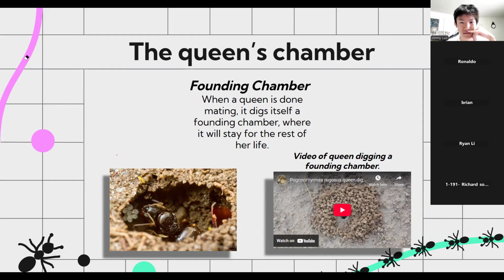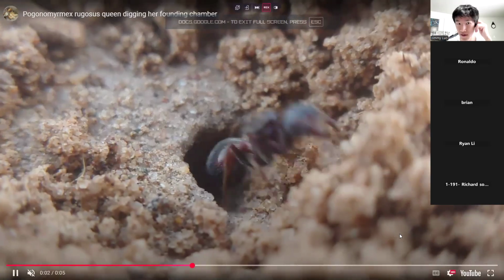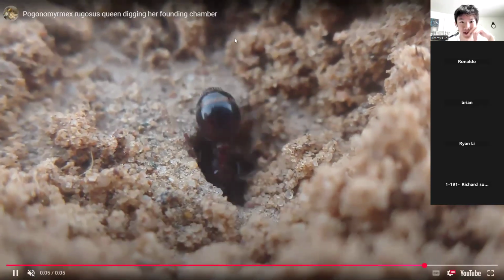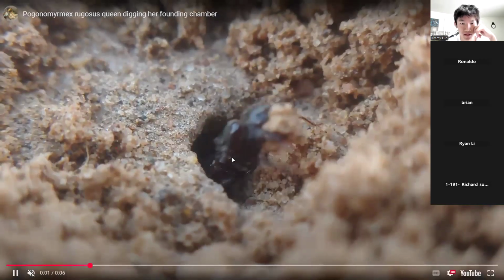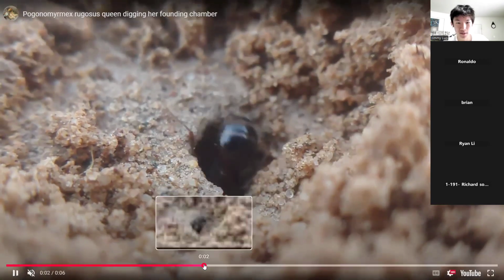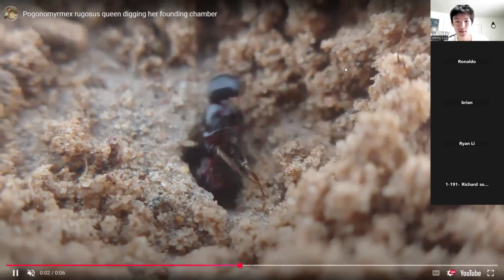Pretty cool. Okay, and here is a video of a queen ant, specifically a harvester ant, digging herself a little founding chamber. So we can see here, pretty cool, right? It's digging up the dirt. You can see here a piece of dirt. Pretty smart animals. All right.